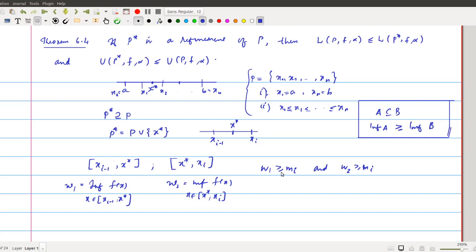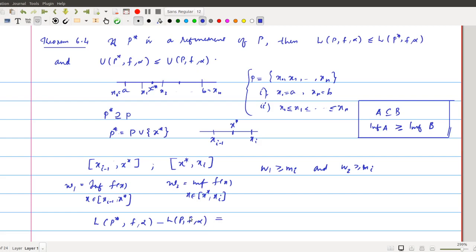Therefore w1 is greater than or equal to mi, and w2 is greater than or equal to mi as well. Now you consider the sum. What is LP star f alpha minus LP f alpha?